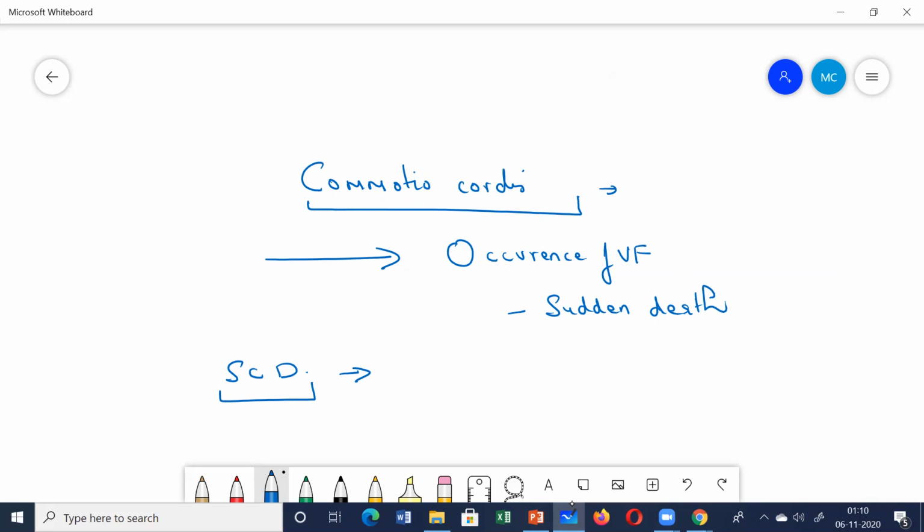So what is sudden cardiac death? Sudden cardiac death is unexpected. You are not at all expecting it. It is unexpected and non-traumatic.